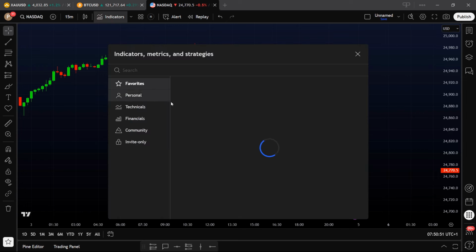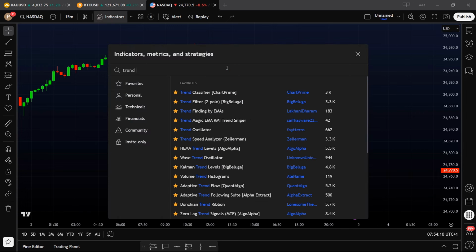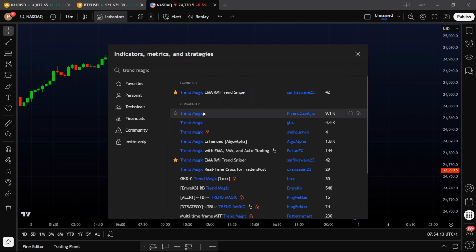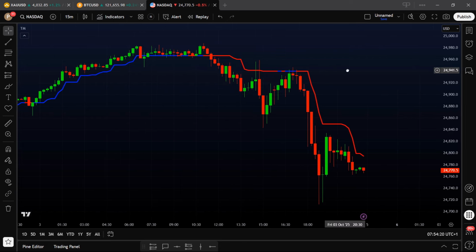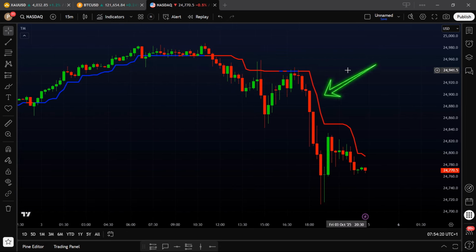First, we need our entry signal. Go to Indicators and add Trend Magic. The rule is simple. Green means look for a buy. Red means look for a sell. But this alone is not enough. It will give you false signals.